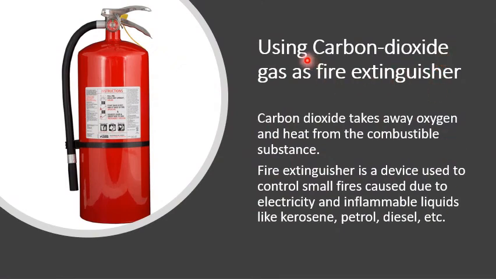Next is using carbon dioxide gas as a fire extinguisher. Definitely children, water is a good fire extinguisher for fire caused due to fabric, wood or paper, isn't it? But when the fire is caused due to electric equipment, then it does not work. So carbon dioxide works by taking away oxygen and heat from the combustible substances in such cases. It is non-inflammable and heavier than oxygen, and it covers the fire like a blanket, and as a result the contact between the combustible substance and oxygen cuts off, and finally what happens? The fire gets controlled. Right?